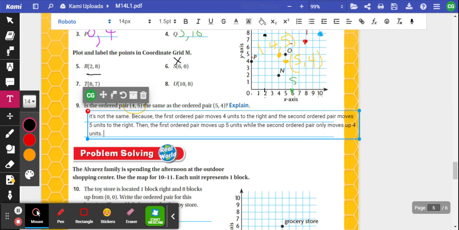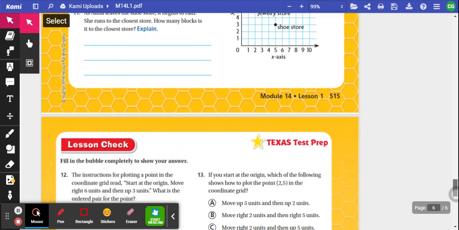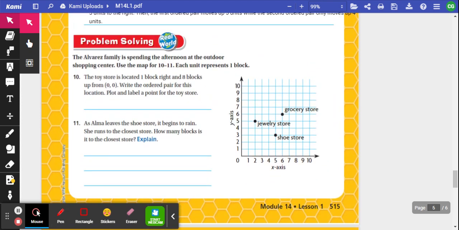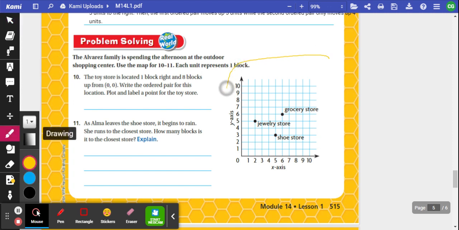And I'm going to scroll down here. Let me move this down to here. All right, so the Alvarez family is spending the afternoon at the outdoor shopping center. Oh, that's nice. We're going to use this map. That kind of reminds me of La Cantera, right? Because it's outdoor. We're going to be using this map to answer question 10 and 11. Each unit represents 1 block.